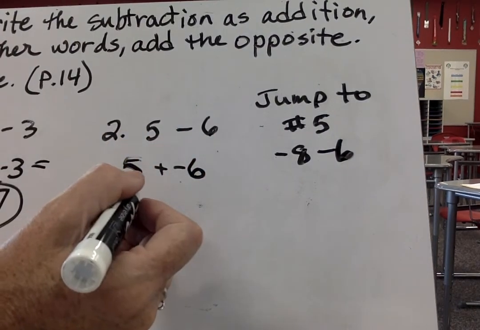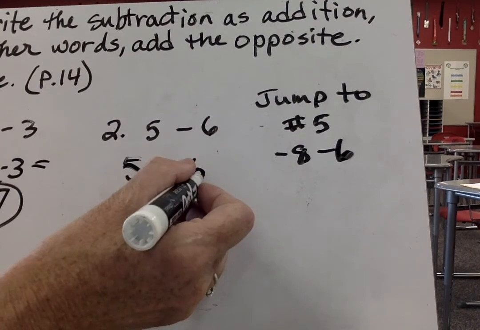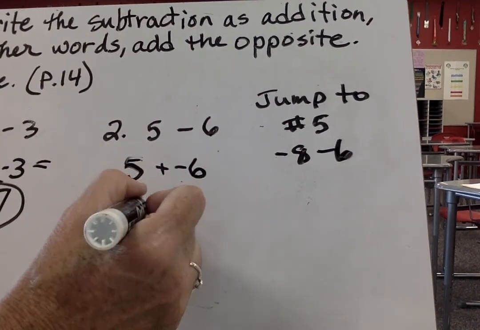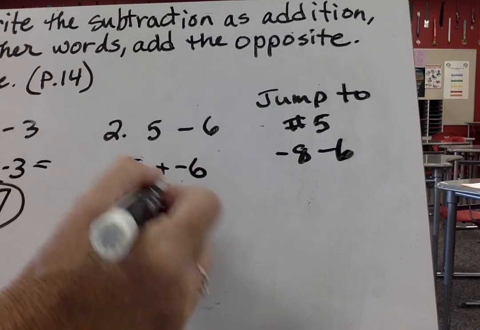And then we use our rules. Which one's absolute value is bigger? 6 is bigger than 5. So your answer is going to be negative. And then we subtract. 6 minus 5 is 1.